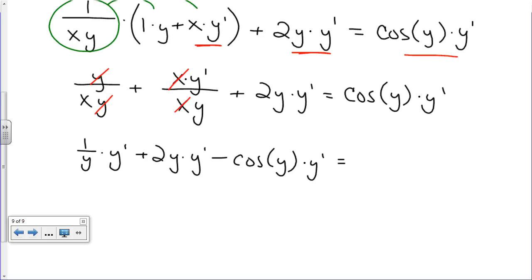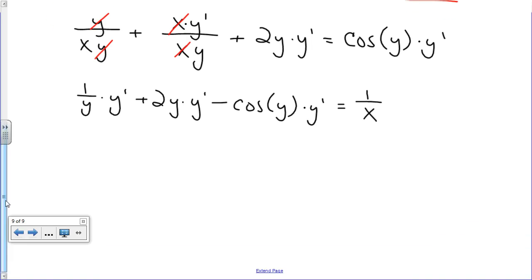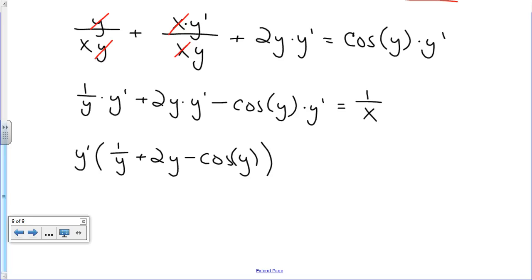It's the first term that we had on the left side. That's just 1 over x. It's not just x. Remember, that's 1 over x. The x is in the denominator there. And factor out the y prime on the left side. So you get 1 over y plus 2y. Oops, and it's minus the cosine of y. And that's equal to 1 over x.